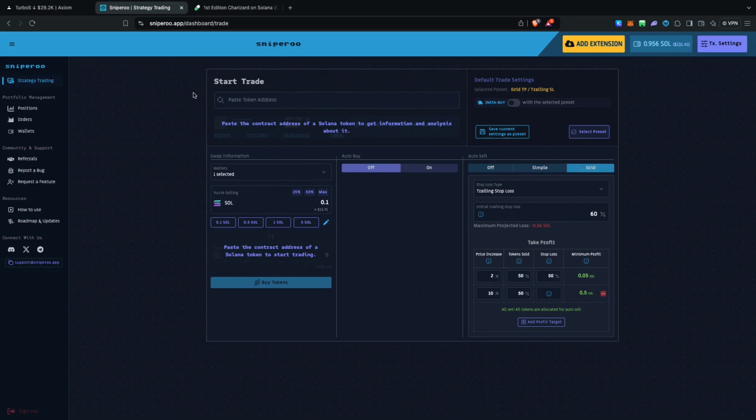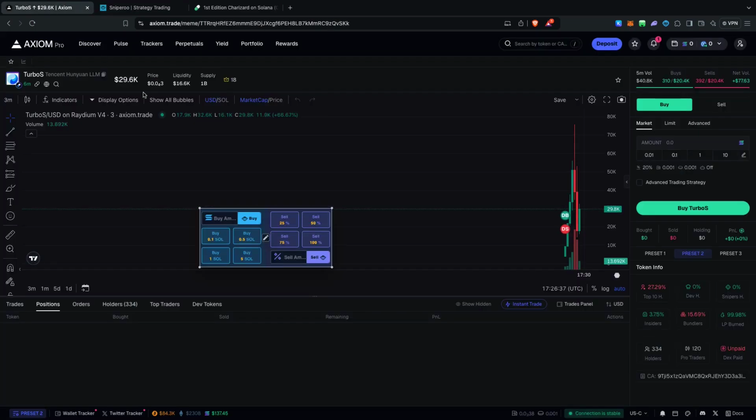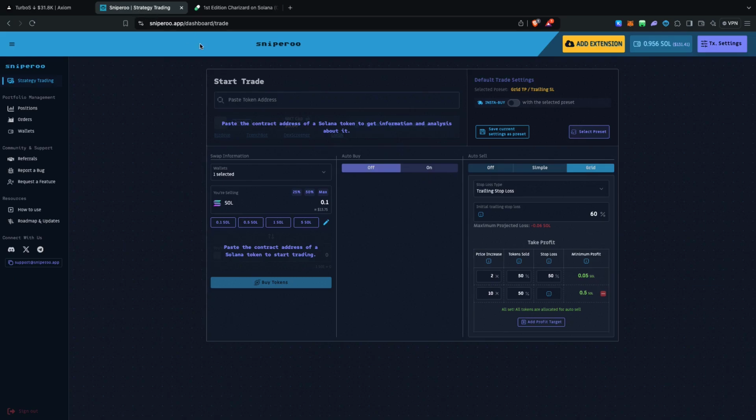If you combine the Axiom filters that I have been sharing with you and Sniperoo, you're never ever going to lose trading meme coins. It's impossible for you to lose.